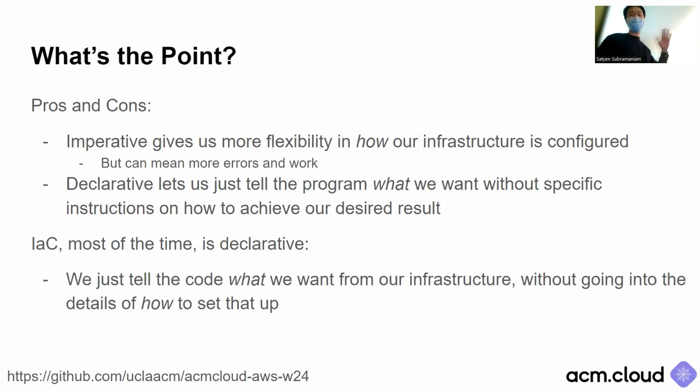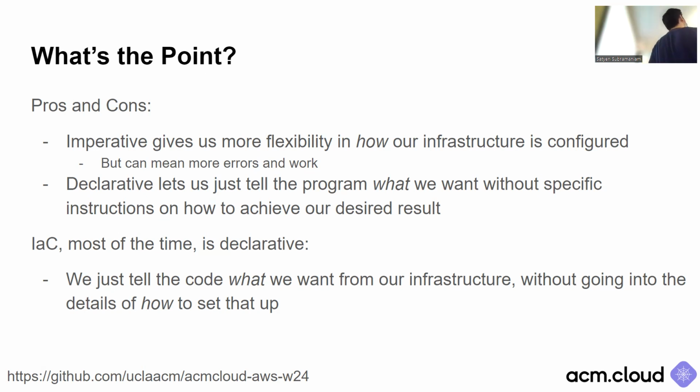Okay, so the reason why we went through all this is that there are pros and cons to both. Back to thinking about infrastructure as code, imperative will give us more flexibility in how our infrastructure is actually configured. But this can mean a lot more errors and a lot more work on our end. Again, back to generating a list of passwords: imperatively, we have the advantage of telling the program exactly how we want to solve our problem. We want to do it with a for loop, with an if condition in the for loop.